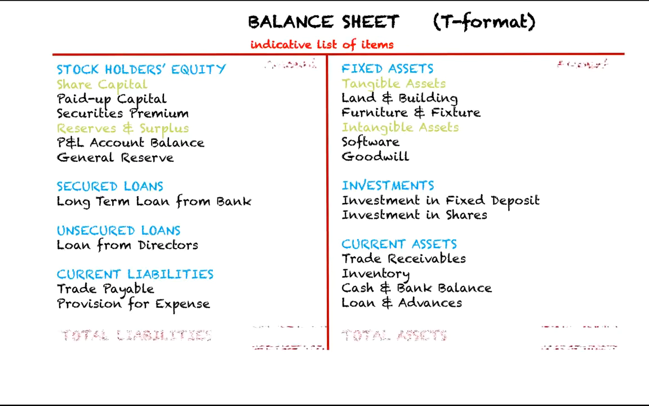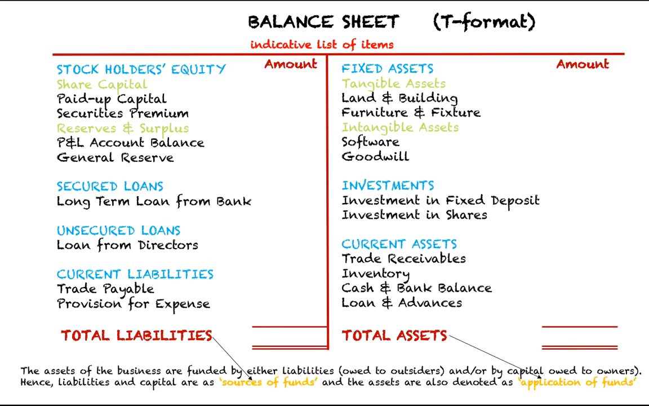So since this is T format, let's draw a T. Total up the liabilities, total up the assets. They have to match, otherwise something is wrong. Your total assets will always be equal to your total liabilities. So if you have to buy assets or you have to invest or have money in assets, you will need to have liabilities. What is a liability? Liability can be either in the form of your own equity, owner's equity, or in the form of loans or other liabilities. Therefore, liabilities are also called sources of funds which help you to buy assets. Therefore, assets are also called application of funds.